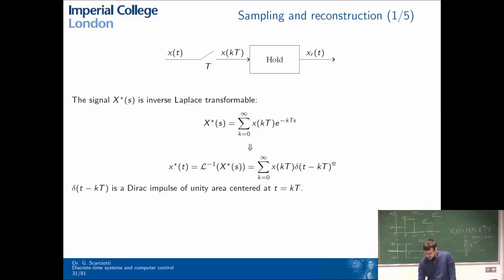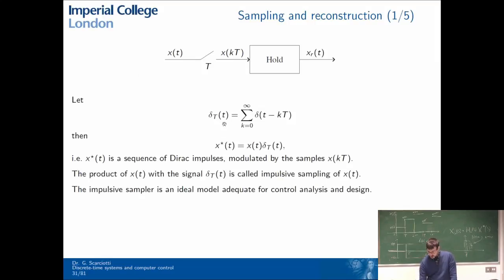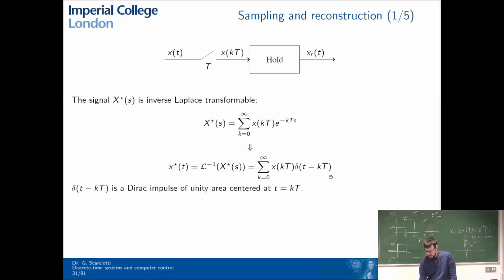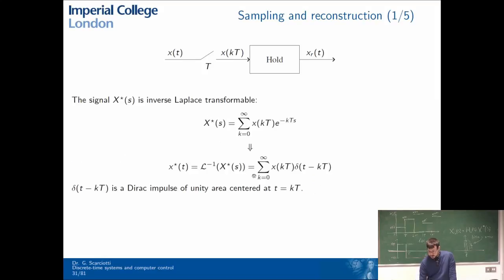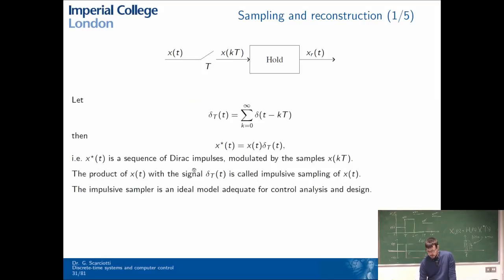Now we can write this in a more compact way. In particular, we can define a function delta capital T of t as the sum with k going from 0 to infinity of all these shifted deltas. And we can write x star of t as x of t times this function.